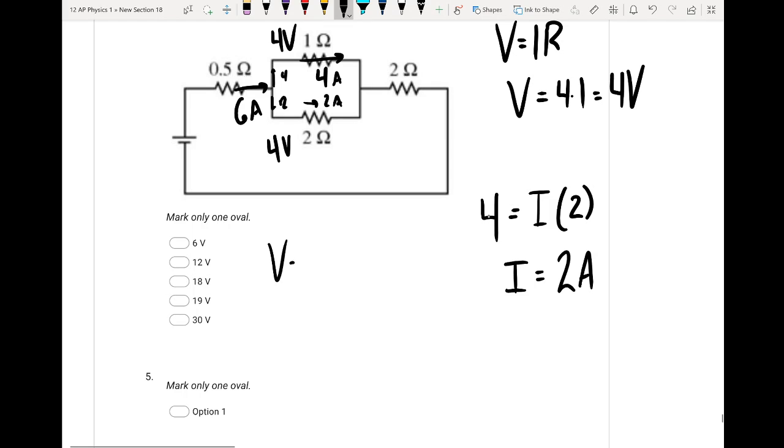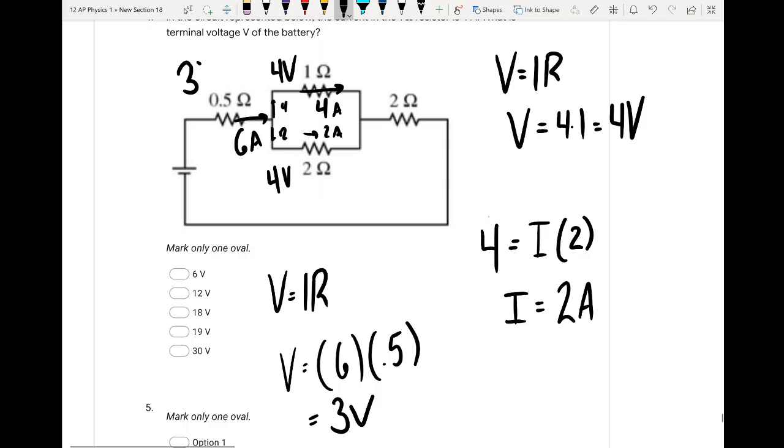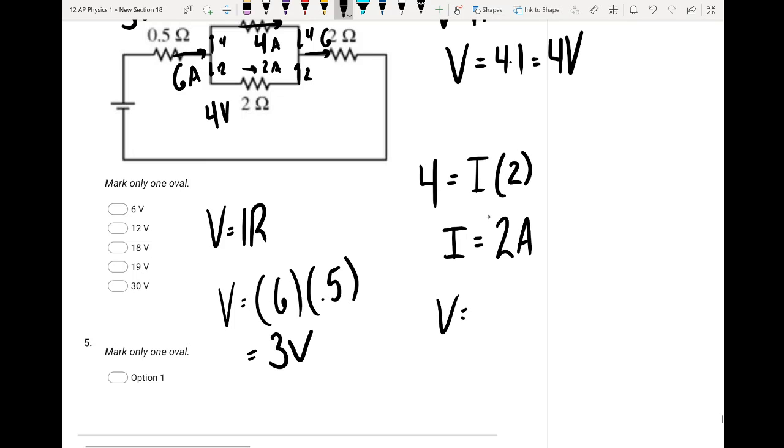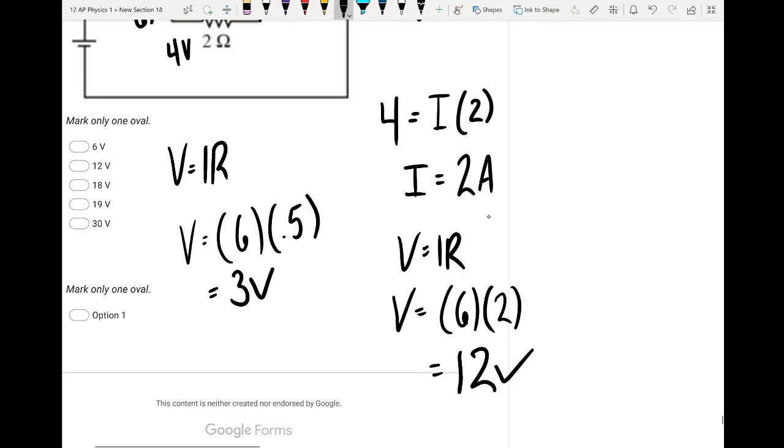So we can say that V is equal to IR. Our potential in that one is going to be 6 times 0.5, which is 3 volts. So we have a 3 volt drop through this resistor. And then right here we have 4, we have 2. The current going into a junction has to equal the current going out of the junction. So we also have 6 amps coming out of the junction. We can use V equals I times R, so V right there is going to equal 6 times the resistance of 2, which equals 12 volts.